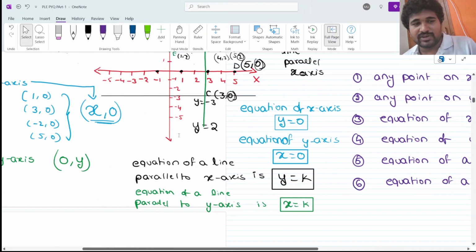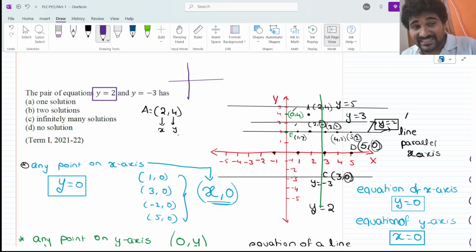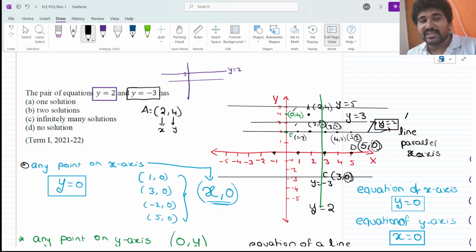Now observe the question. What is the question? What is the line they gave? y is equal to 2. The y is equal to 2 line. How will it come? Parallel to the x-axis. It passes through where the y value is 2. This is the y is equal to 2 line. Yes or no? If y is equal to, what is the next? Minus 3. So at minus 3, it will pass parallel to the x-axis. So this is the equation y is equal to minus 3.